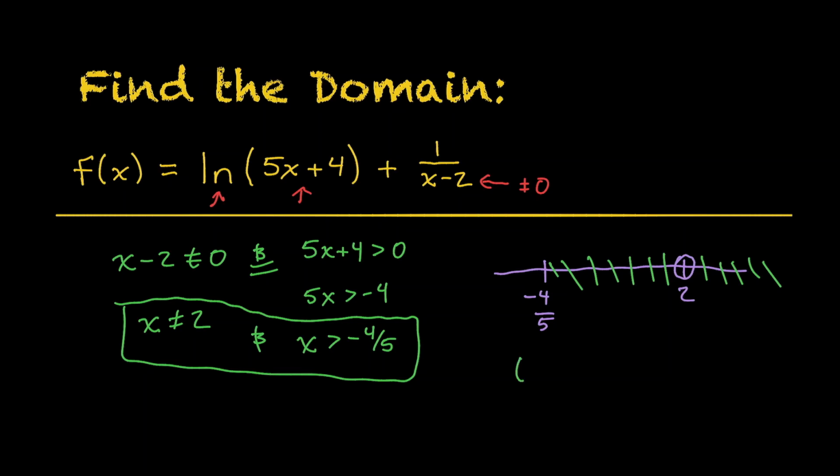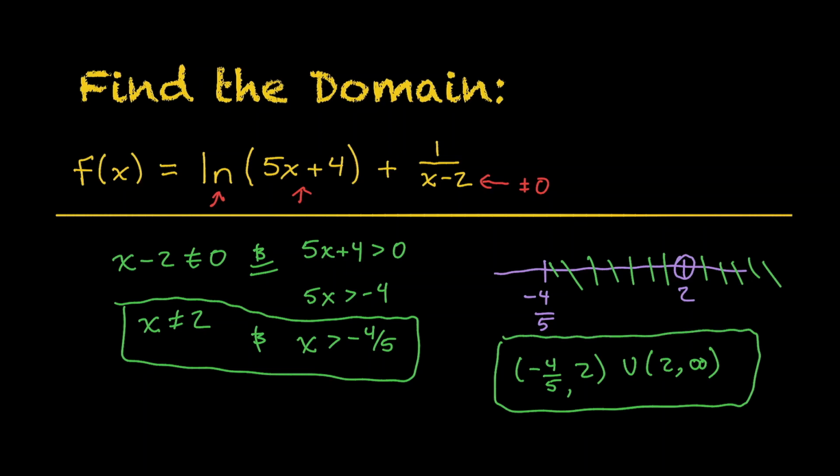Number 1, negative 4/5 up to 2. We don't include 2, so we use that parenthesis. And then our second portion of that interval is 2, and then it just goes on and on forever, so it goes out to positive infinity or just infinity. So we have negative 4/5 to 2, and then union that with 2 to infinity.